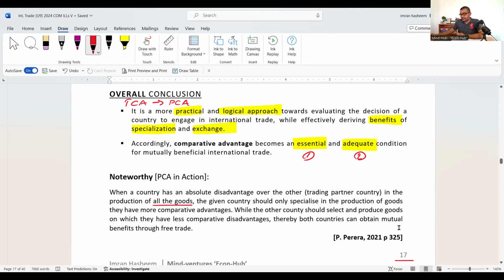Then it says the other country, the trading partner country, should produce goods on which they have a lesser comparative advantage, and thereby both countries can obtain mutual benefits through international trade. Now here, don't get confused, I want to be very clear: "they" means the country under consideration, right? A lesser comparative advantage, and thereby both countries can obtain mutual benefits through international trade.